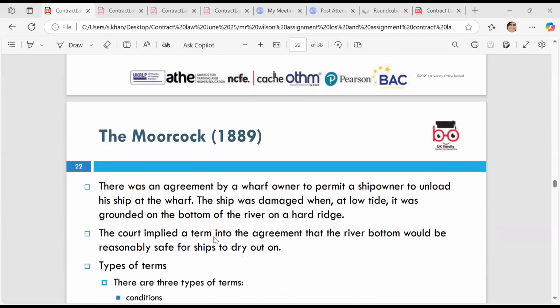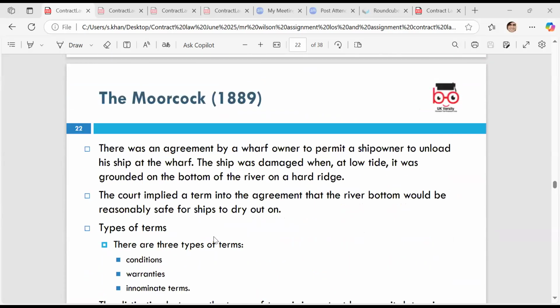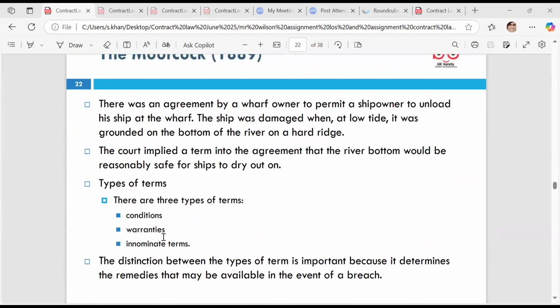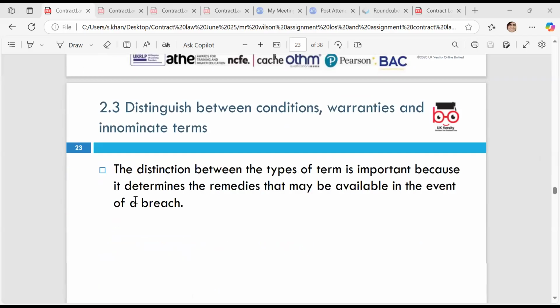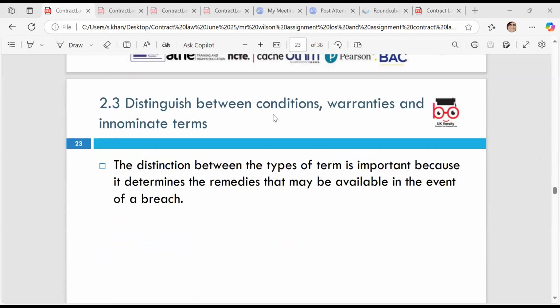By both parties, yeah. The famous case in regard to types of terms, which are conditions, which we're going to look at in a little bit more detail, conditions, warranties, and innominate terms, is the Moorcock 1889 case, which was really important in regards to identifying between conditions, warranties, and innominate terms. So 2.3, distinguish between conditions, warranties, and innominate terms.